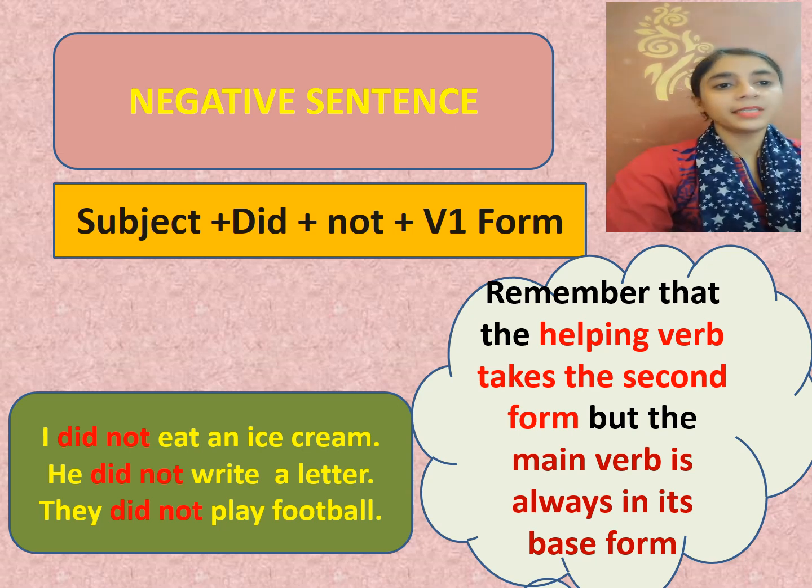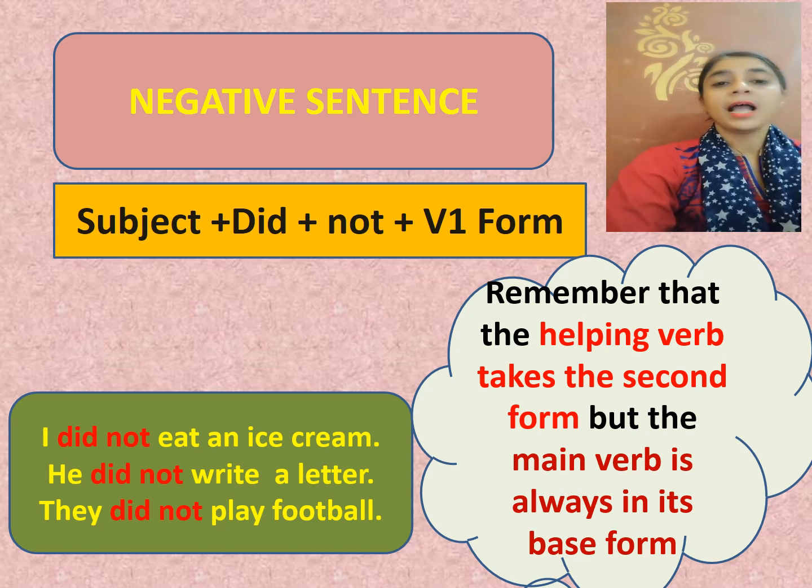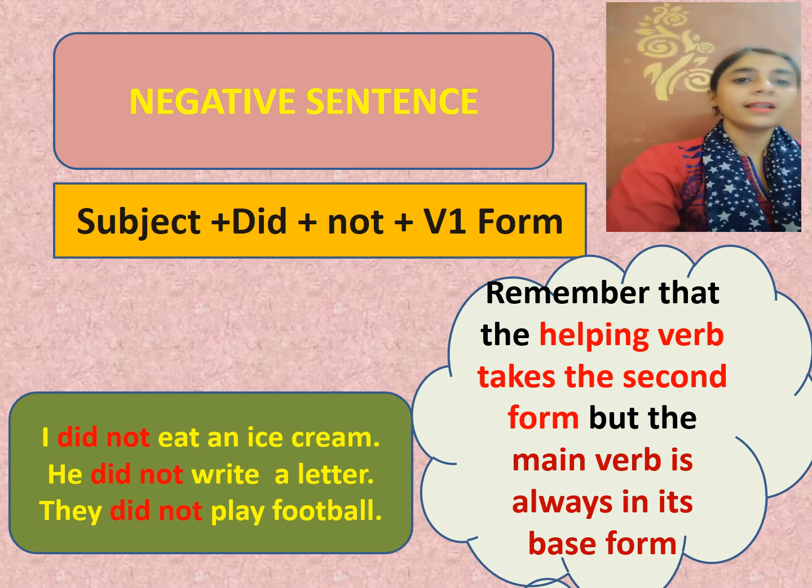Children, in the bubble you can see something is written. You have to remember that the helping verb did has taken the second form, but the main verbs eat in the first example, write in the second example and play in the third example are in their base form. So children, the helping verb takes the second form but the main verb remains in its base form only. And one thing more, we use did with singular as well as plural subjects both.